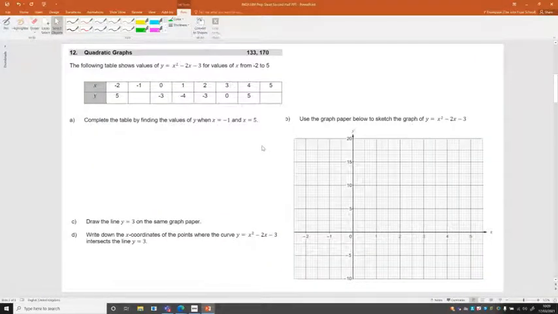Okay, question 12 then on quadratic graphs. Very easy with a calculator, okay? Here's the function. Remember, this just means that y is x squared minus 2 times x minus 3, okay? I've only got 2 blanks to fill in. The first blank, look, okay, is when x equals minus 1.